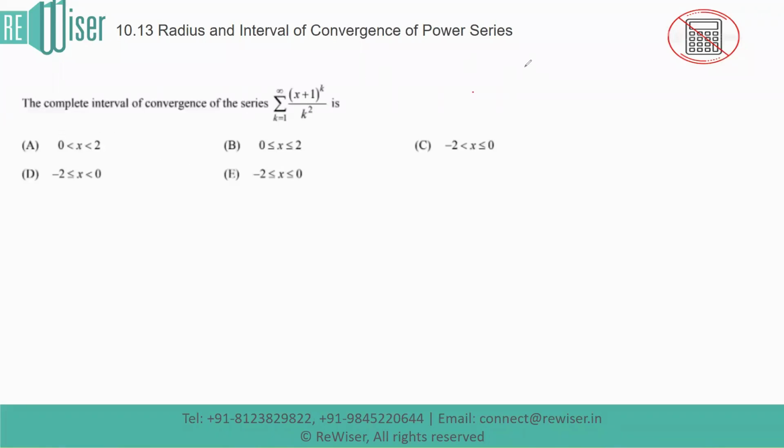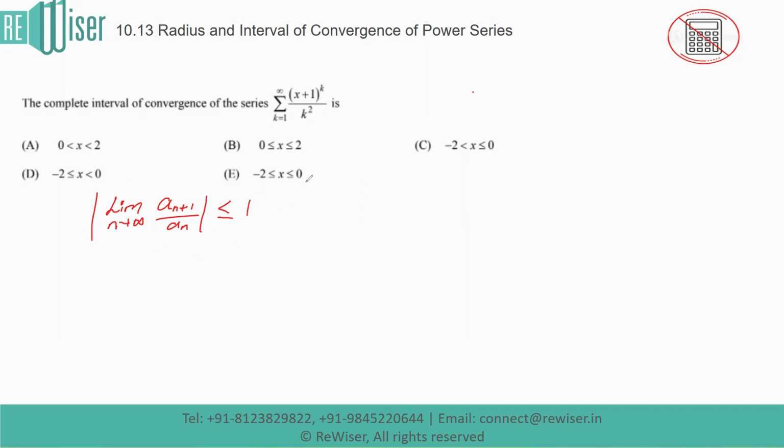The question is on the radius and interval of convergence of a power series. The complete interval of convergence of the series is what we need to find out. Whenever we have any series, we can always find the interval of convergence using the formula: limit as n tends to infinity of the (n+1)th term divided by the nth term, and this has to be less than or equal to 1.